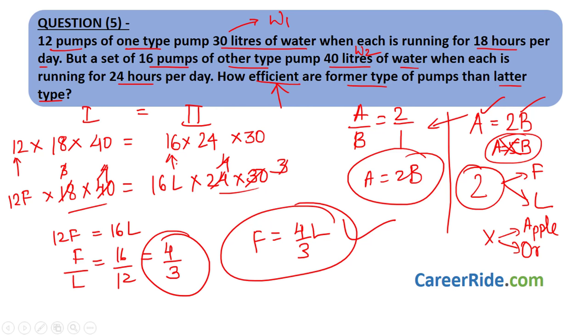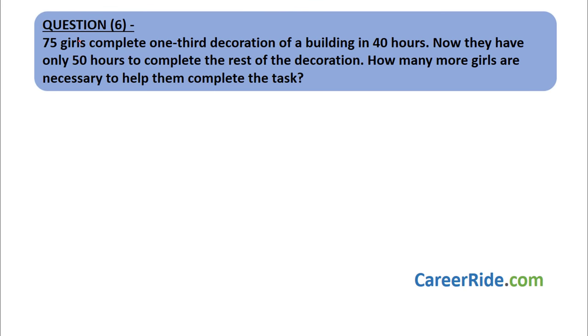Going to the next one. Question number 6. 75 girls complete 1/3 decoration of a building in 40 hours. Now they have only 50 hours to complete the rest of the decoration. How many more girls are necessary to help them to complete the task?